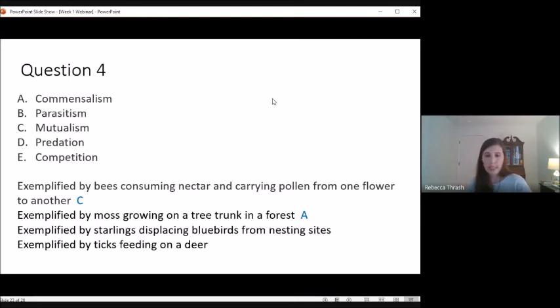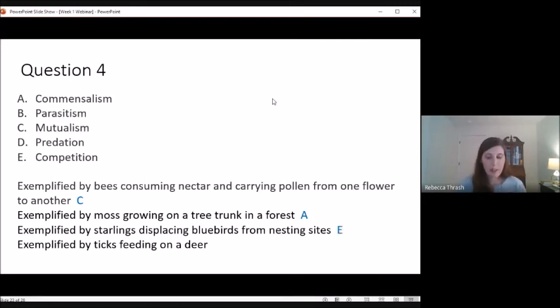So starlings displacing bluebirds from nesting sites. Starlings are actually an invasive species in America. They look black, but they've got these little iridescent wings. So if they are displacing bluebirds from where they normally would nest, it sounds like the starlings are getting something good. They're getting space to nest, but the bluebirds are losing out, right? But is this parasitism, or is this just competition for the same resource, which is nesting sites? That is competition.